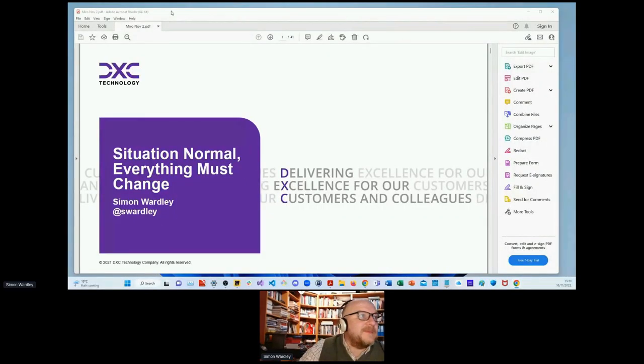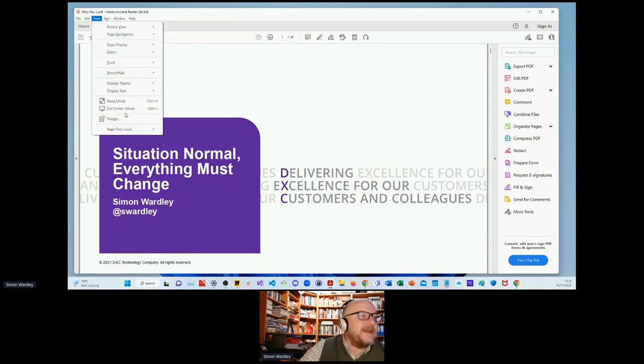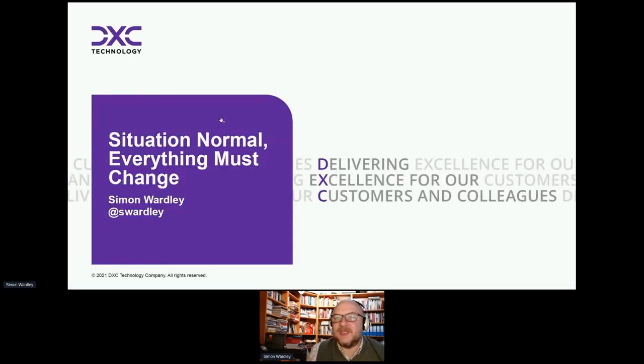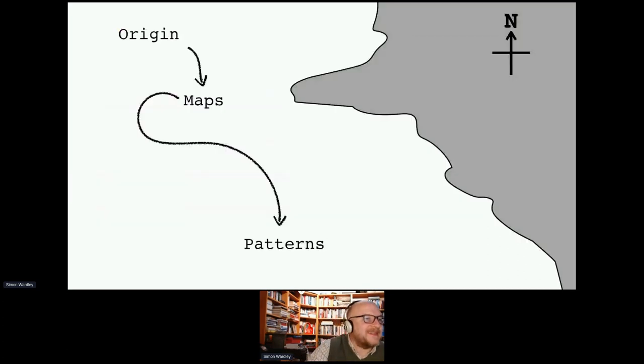So the first thing I'm going to do is share a screen. Let's go full screen mode. Situation normal, everything must change. Okay, hopefully you can all see that. Thumbs up, somebody. Yes, works, fantastic.